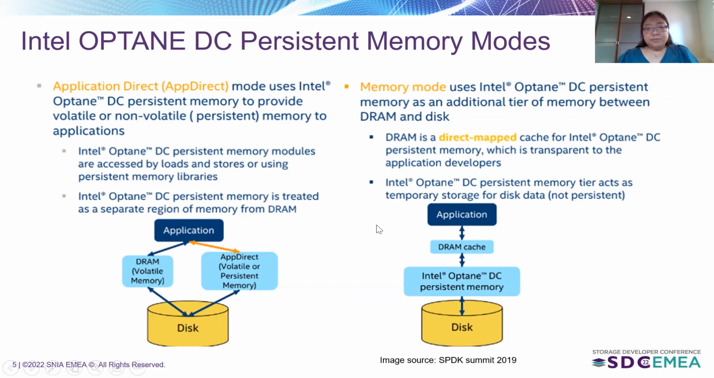Another usage model is memory mode. In this mode, DRAM is a direct mapped cache for the persistent memory, which is transparent to the application developers. It can act as temporary storage for disk data. It is not persisted.